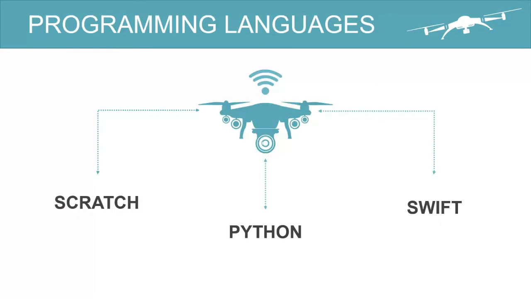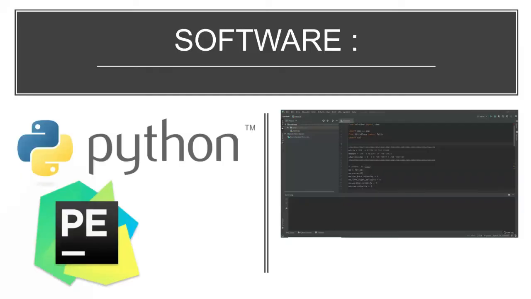So next we go through the programming language. The DJI Tello EDU has three languages, which are Scratch, Python and Swift. For this project, we use Python, and the reason we chose Python is that it is easy to use and also suitable for this project. So next we go to the software. Basically we use Python like I said before, and for the programming part we use PyCharm. We code all the commands that are needed in this project.